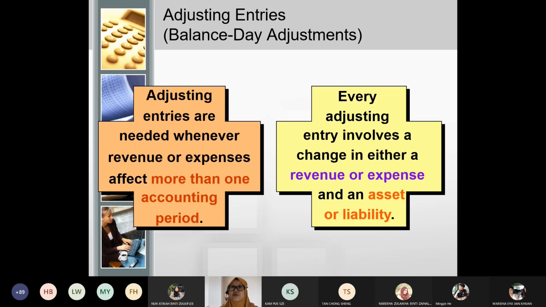Okay, because the customer will pay in future, so it's considered as an asset. But if we have prepaid revenue or unearned revenue, it means that you have the obligation to perform service or deliver goods in future. So that is a liability.